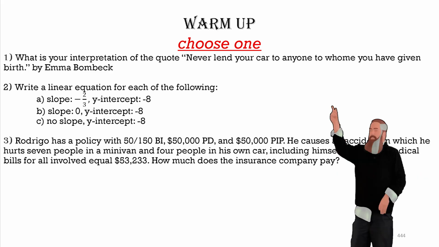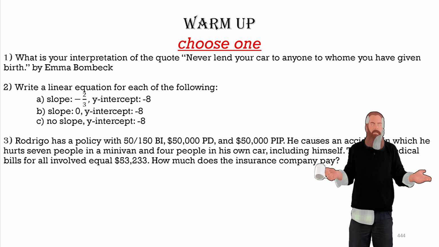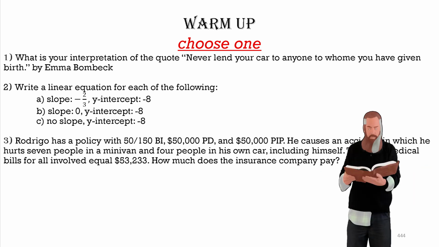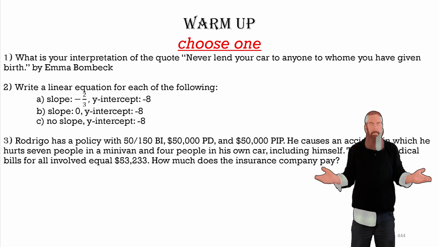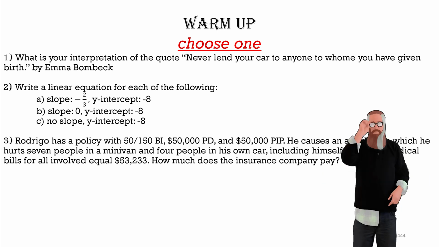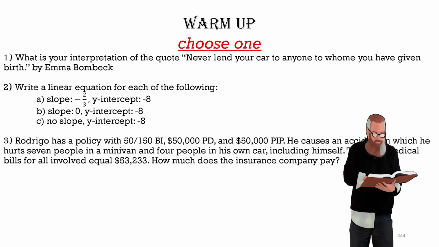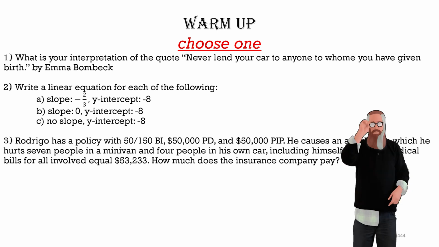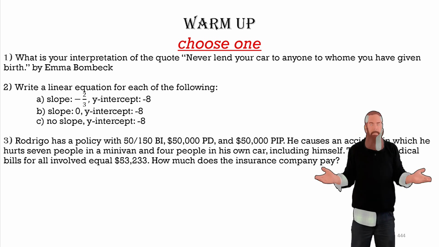Rodrigo is covered by his PIP, which is limited to $50,000 per person per accident. PIP takes care of medical payments without regard to who is at fault. The company pays the entire $53,233 as long as no individual person requests more than $50,000. Notice that bodily injury limits were not relevant in this scenario because there was no lawsuit, just medical claims under PIP.